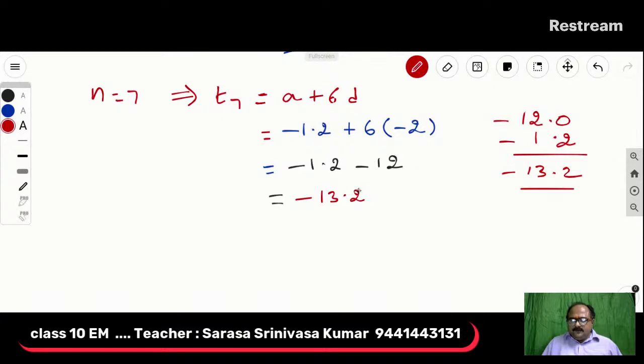This is how we find the three terms T5, T6, T7. Now we solve the next problem.